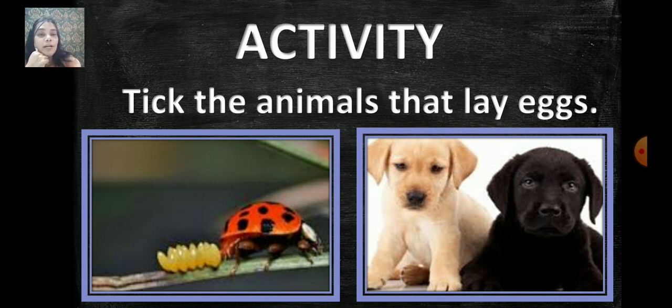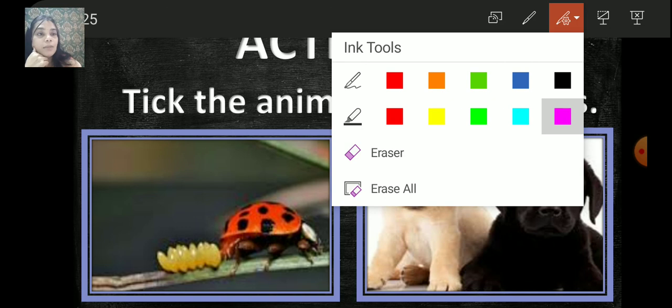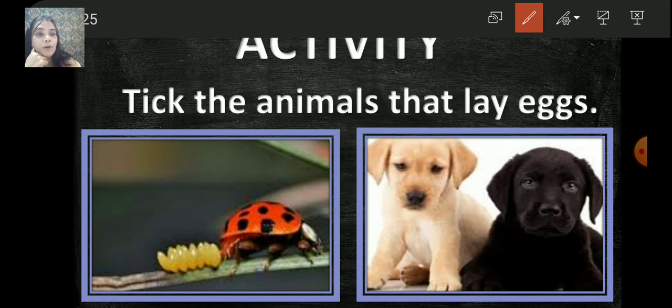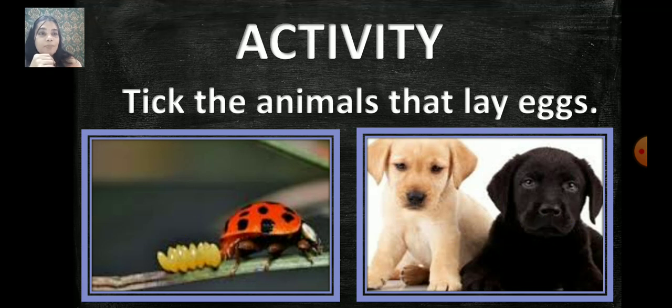Dog and again the beetle. So let me take my pen. Okay. So the beetle lays eggs, and dog, they give birth to the baby. They have the ears. Okay.